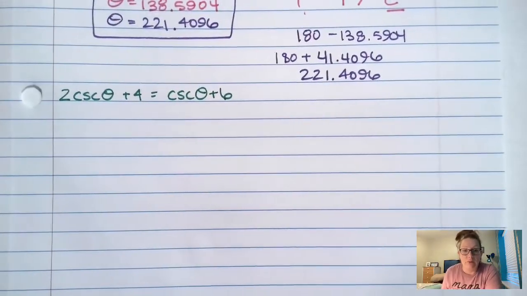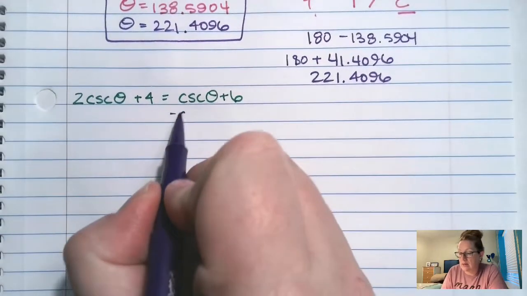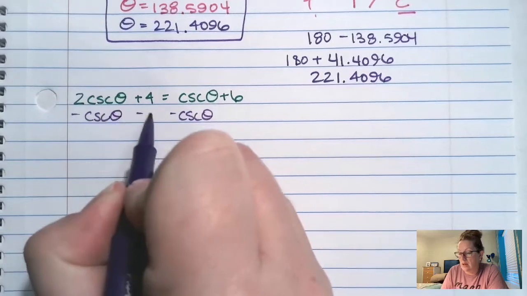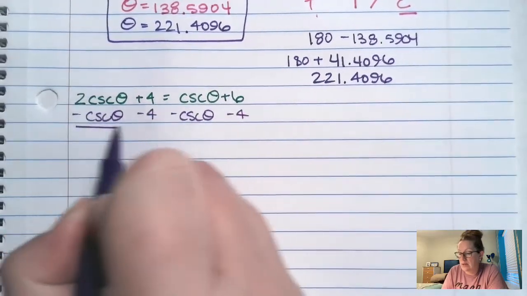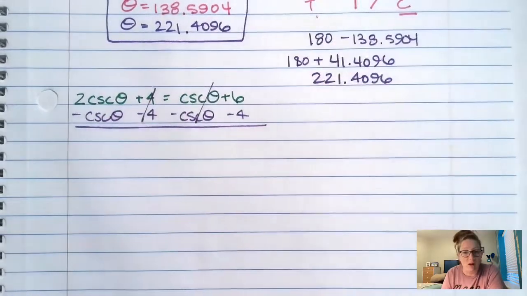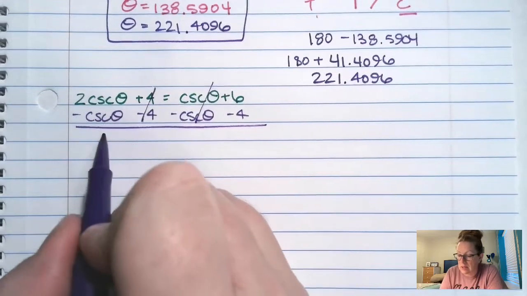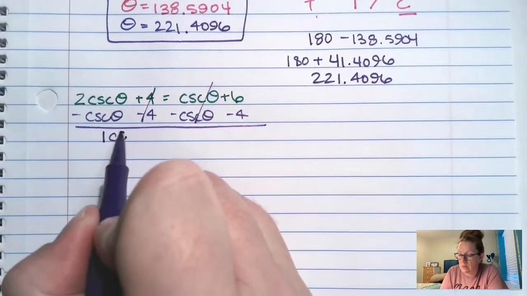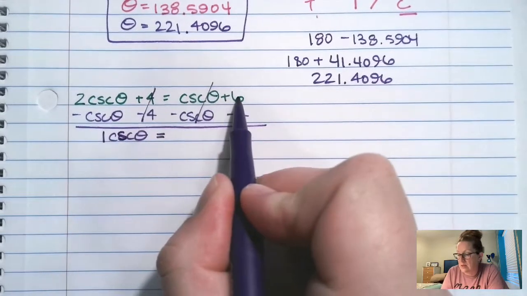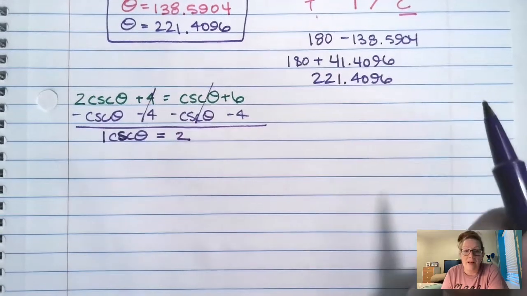Okay, so we have multiple trig functions here. So we need to get them all to one side. So cosecant goes over here with this other cosecant. 4 will go over here with the 6. Goes away. So 1 of x or whatever you want to call it to make it look not scary. 1 of those things minus another one of those things is 1 of those things. And you don't need the 1 if you don't want it. And then 6 minus 4 is 2.